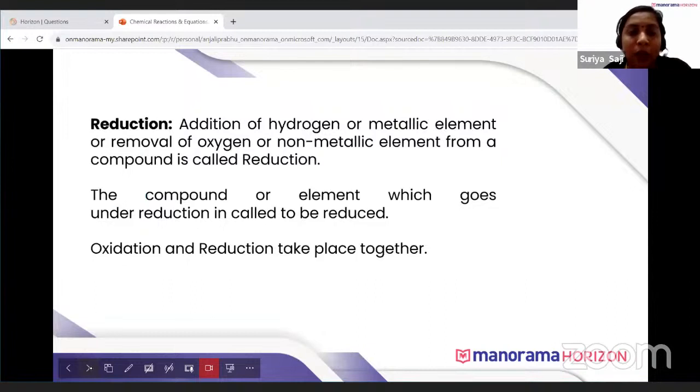So now it is reduction. In the case of reduction, what will happen? Addition of hydrogen or a metallic element, the reversal of that oxidation thing. What we have studied for oxidation, just the opposite, that is reduction. If we are adding hydrogen or a metallic element, or removing oxygen or a non-metallic element from a compound, then we call that reduction. In a redox reaction, oxidation and reduction take place simultaneously. Such reactions we together call redox reactions.